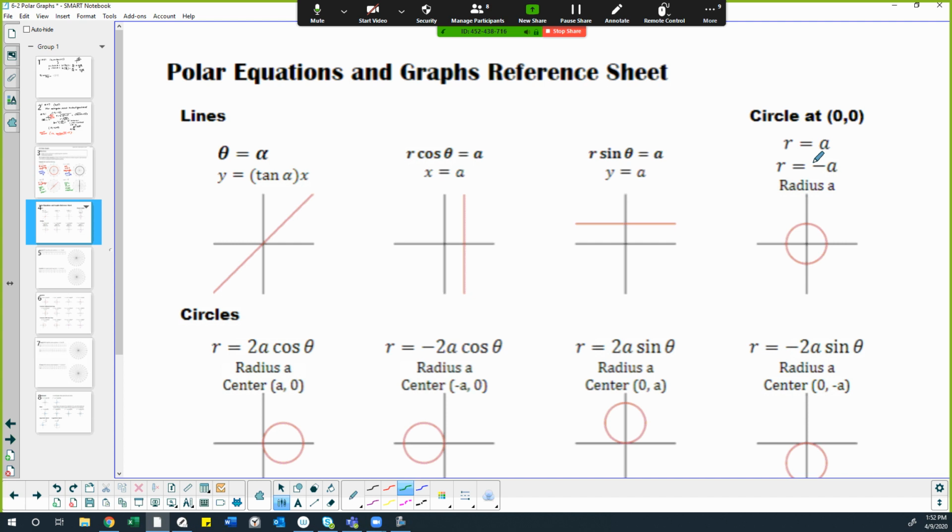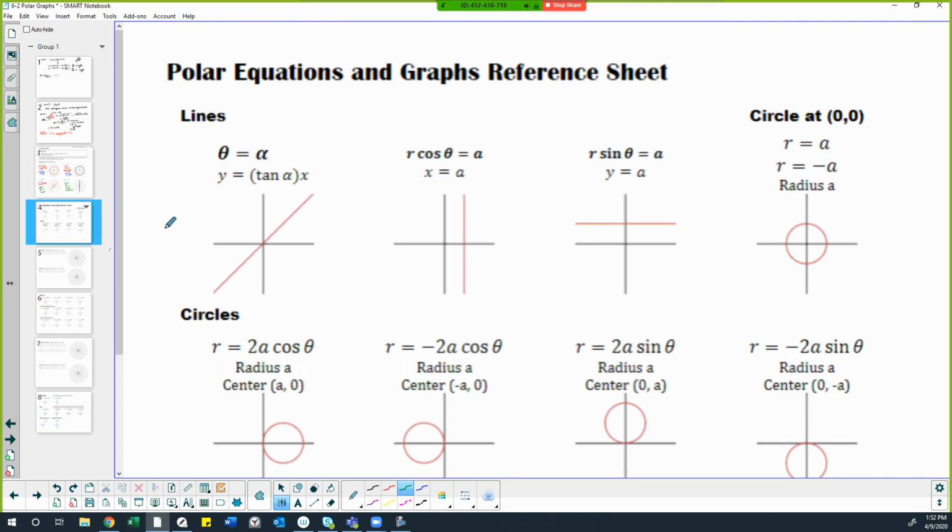This circle depends on the size of r. So let's look at this reference sheet really fast. Here is just theta equals an angle. We get y equals the slope times x, so we get a diagonal line. The one we just did ended up being that theta equaled an angle, but it was straight up or down. So that one was kind of an exception to this one being diagonal, but more similar to this one, a vertical line, where it just ended up with an equation of 0. But normally, if it wasn't at 0, it would be this equation right here.